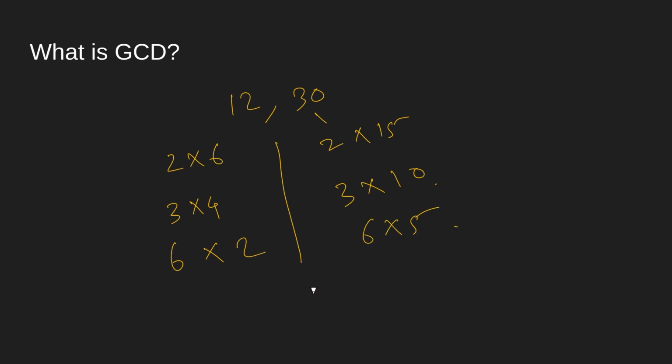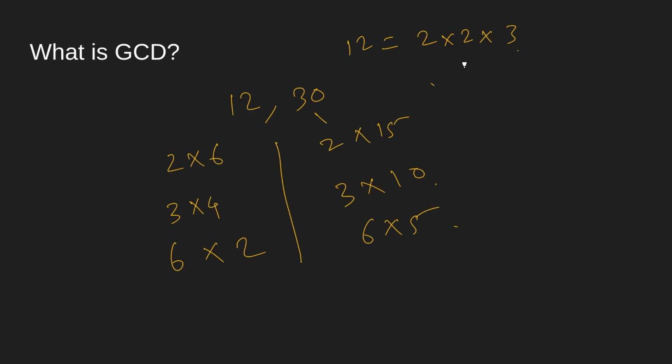Is there any number greater than 6 that divides both of them? The answer is no. You can try from 7, whatever. None of them divides both without remainders. The reason is 12 can be written as 2 times 2 times 3. Focus that I am decomposing this number into a product of primes. 2 is a prime number, 3 is a prime number.